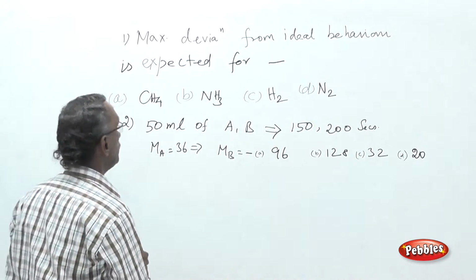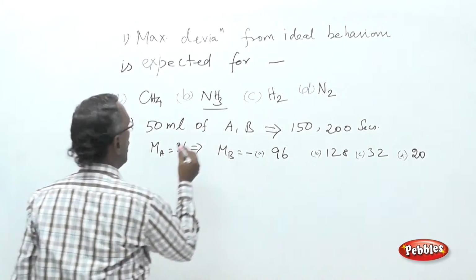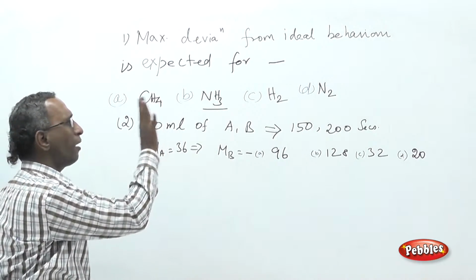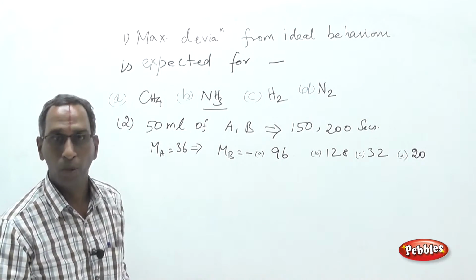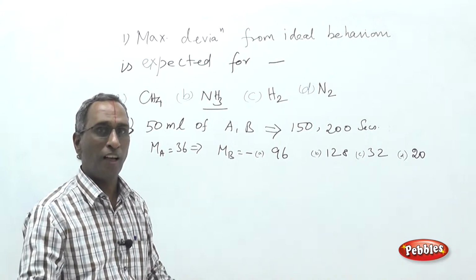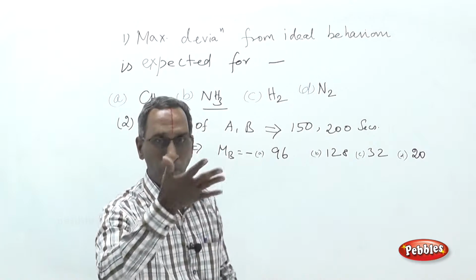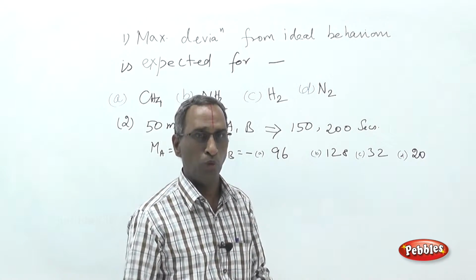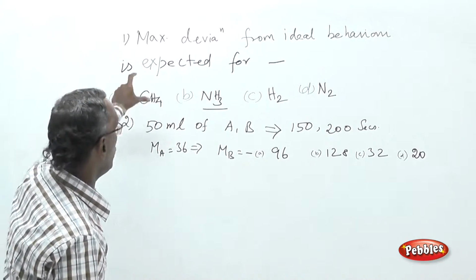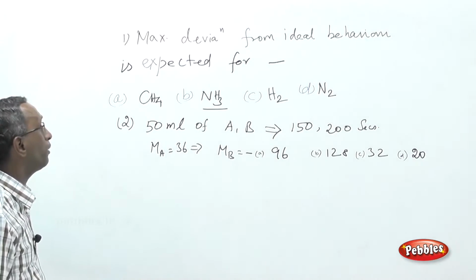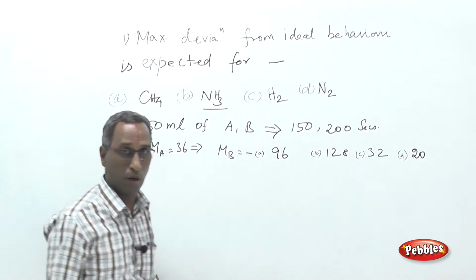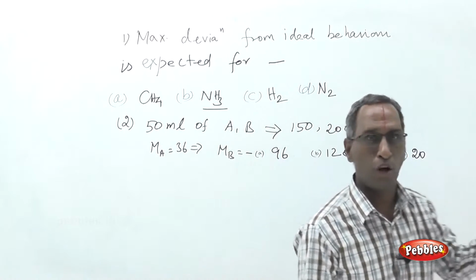Under this comparison, for this question, maximum deviation occurs only for ammonia, because ultimately ammonia is a polar molecule. Water is a polar solvent. Like species have attraction. If there is an attraction, it cannot escape. If it cannot escape, it cannot move. If it cannot move, it loses ideality. That is to be noted. So maximum deviation from ideal behavior is expected for ammonia. This finishes the analysis of this question.